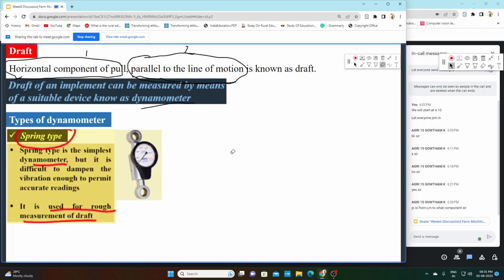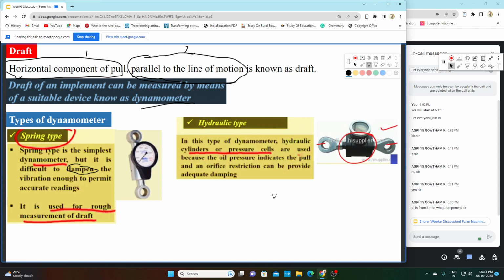There are many types of dynamometer. The simplest is the spring type dynamometer, used for rough measurement of draft. Its measurements are not accurate. Why? Because it is subjected to vibration and there is no dampening action of vibration. That is why this type will give a very rough measurement of draft, meaning there can be more error.